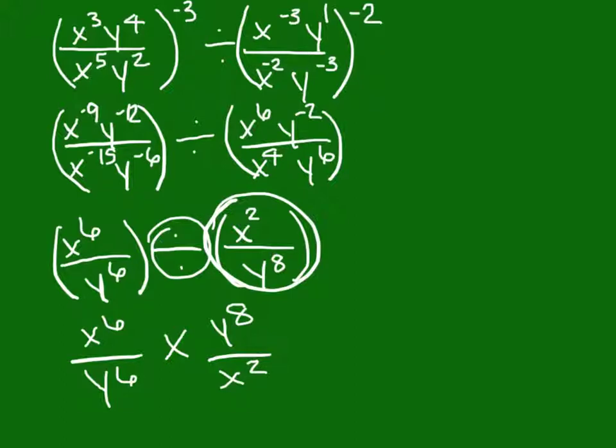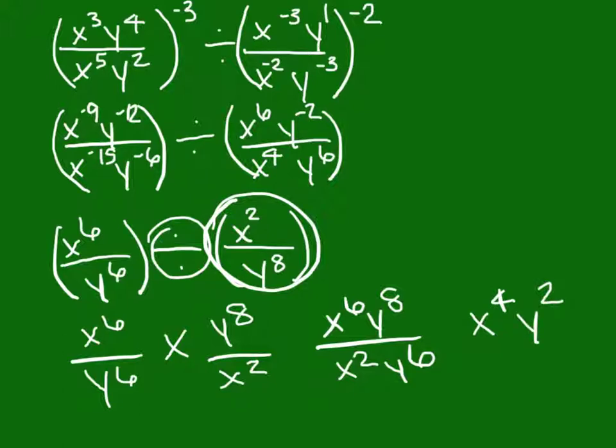Now we simplify. So we get x to the 6th, y to the 8th, over x squared, y to the 6th. There are 4 more x's on top than there are on the bottom, and there are 2 more y's on top than there are on the bottom, so your final answer would be x to the 4th, y squared.